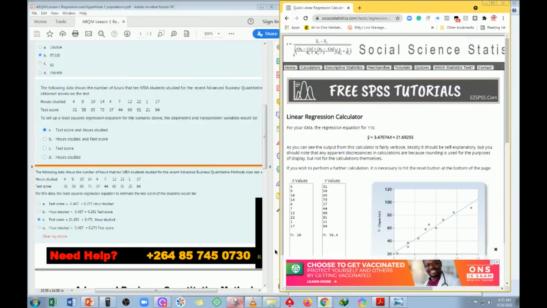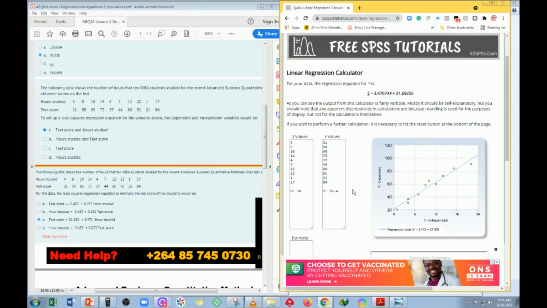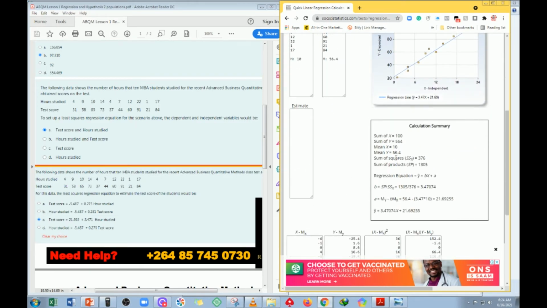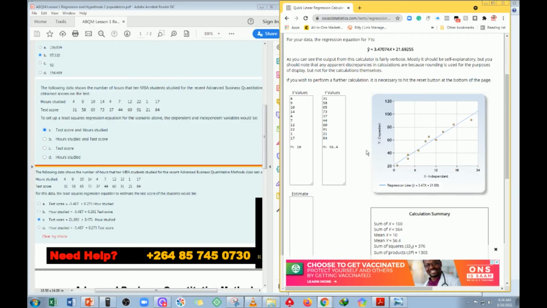Just go to your calculator and enter the values. It's even faster than Excel, because with Excel, after you enter the data, you have to go to linear regression and do all the other things. This is just enter and press calculate. It even gives you a summary, the sum of X, sum of Y, all these things that you may want to use. So that is it for the regression topic.